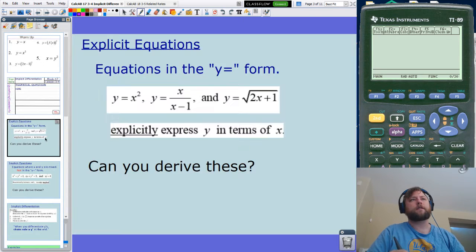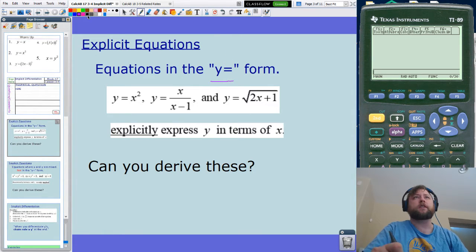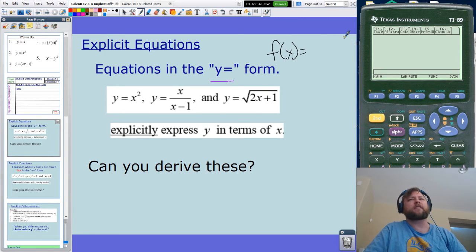Let's begin. I want to talk about two different types of equations. These are explicit equations, so equations in the y equals form. This is what you've mostly seen, like y equals x squared, y equals x over x minus 1. Y equals form, sometimes it's f of x equals form. That's the same thing. These kinds of equations explicitly express y in terms of x.